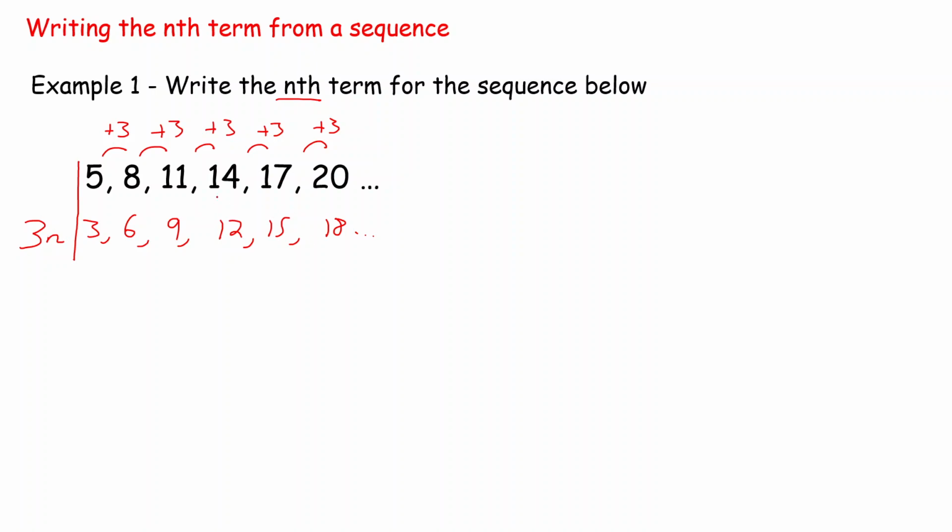3n produces the 3 times table. I want 5, 8, 11, 14, so on and so forth. But there's something we can do here. To get from 3 to 5, what do you need to do? Well, if you added on 2, you would get there. From 6 to 8, if you add on 2, you get there. 9 to 11, if you add on 2, you get there.